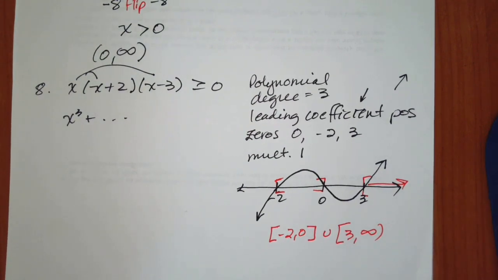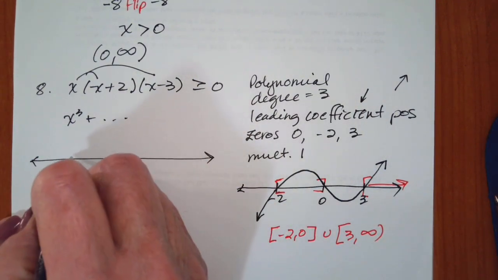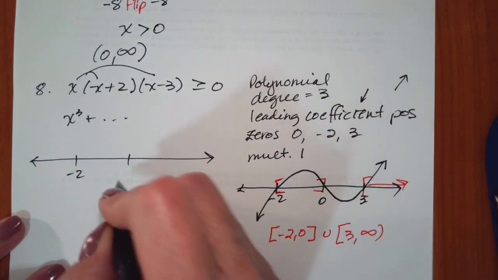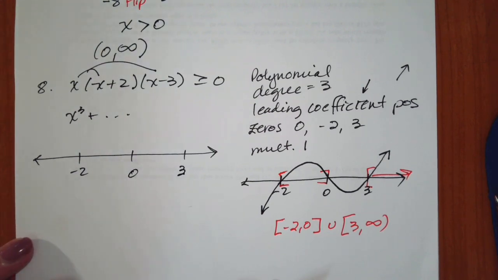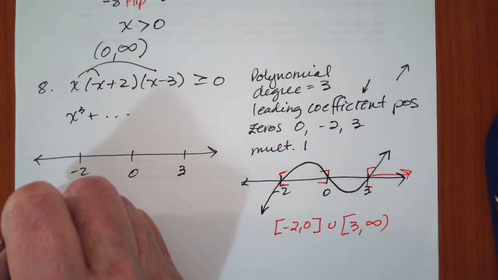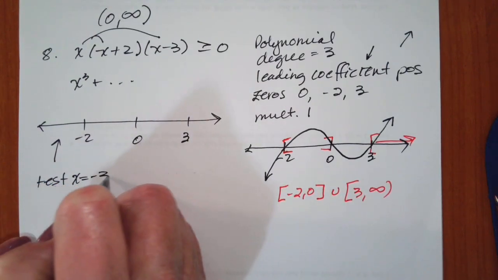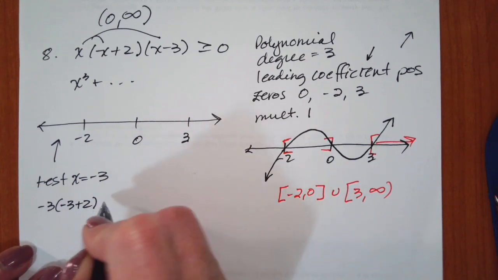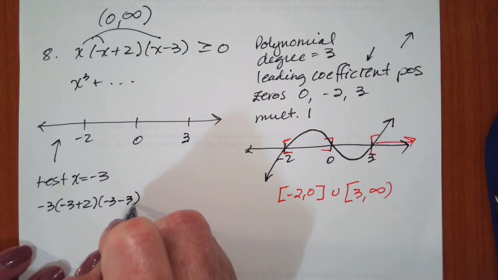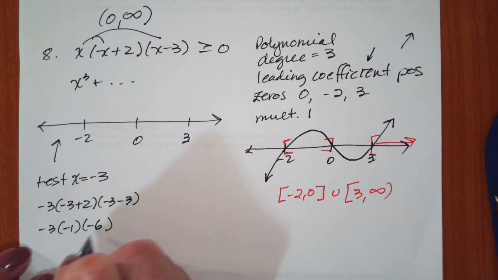Now the other way you can think about it is you can do it just on a sign chart like we did for the others. So I know that I have zeros at negative 2, and at 0, and at 3. So I can just test at any point in there and see if it's positive or negative. So for here, I'm going to test x equals negative 3. So that gives me negative 3 times negative 3 plus 2 times negative 3 minus 3. So that's negative 3 times negative 1 times negative 6, which is negative.